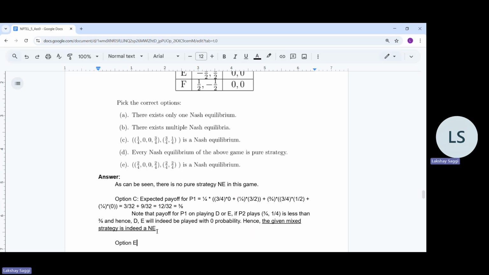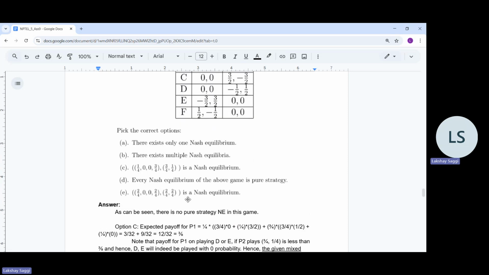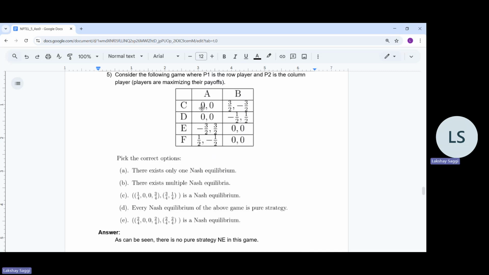So let's check option E also, whether this forms a Nash equilibrium or not. Option E says that the column player plays both the columns with probability half. Again we are just checking for rows C and F. If the column player is playing both of these with probability half, then the payoff on playing C will be equal to something like 3/4.